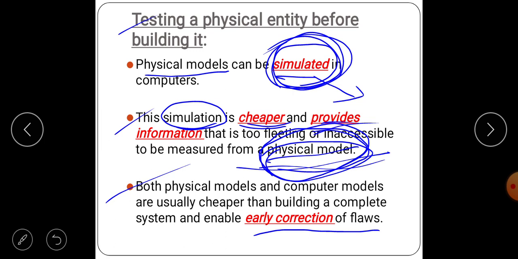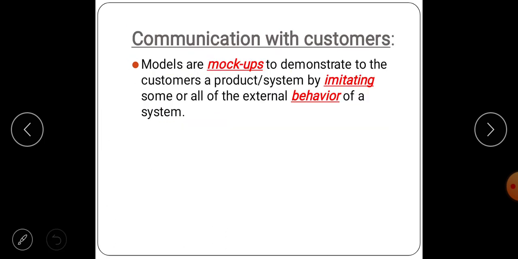Means any errors there, we can easily correct before building it. So we are using both physical models and computer models. Okay, communication with customer. The second use of this model is communication with the customer.